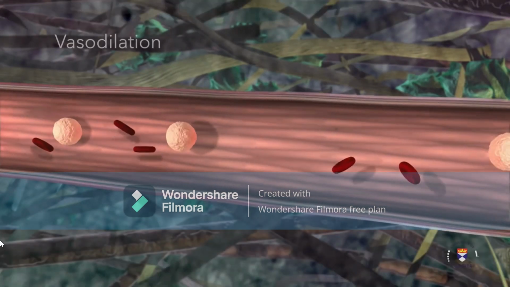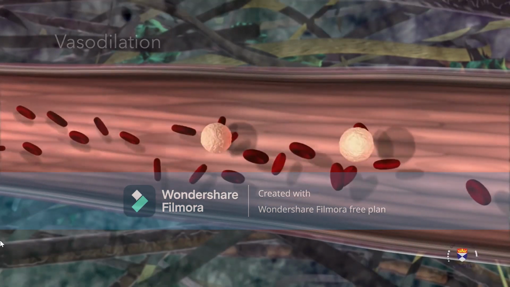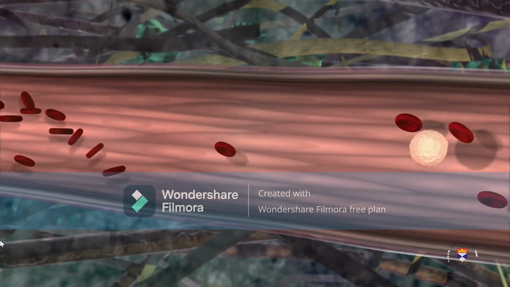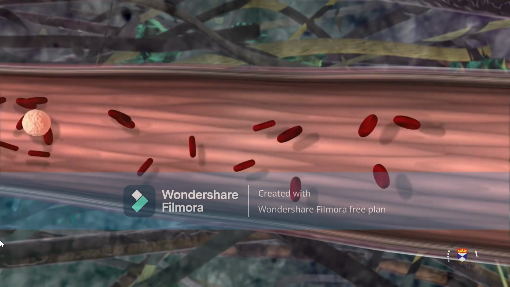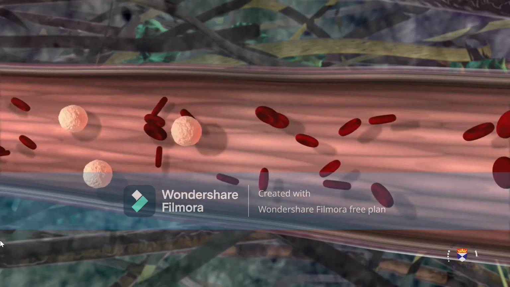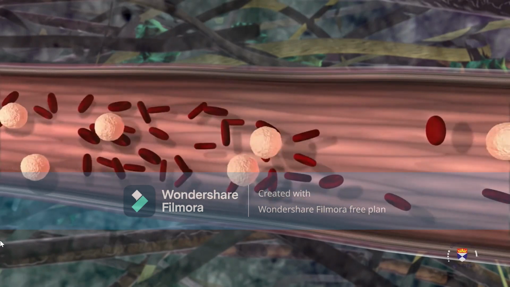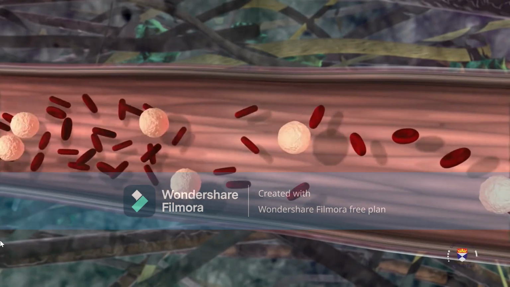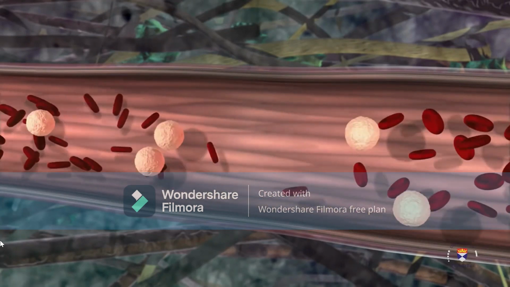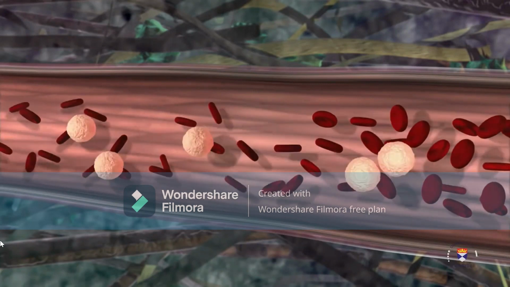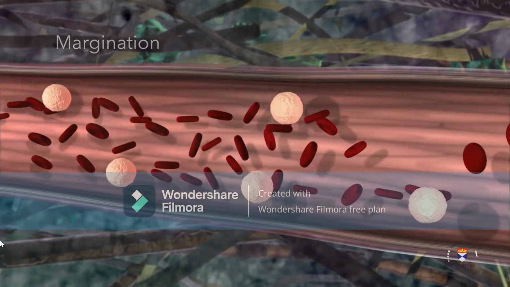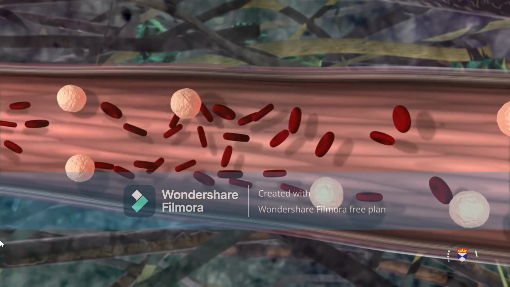Vasodilation, mediated by histamine and nitric oxide, starts in the arterioles and moves into the capillary beds close to the site of injury. This is responsible for the heat and redness seen in inflammation. Vasodilation causes the flow of blood to slow down and allows large white blood cells, or leukocytes, to move towards the walls of the vessel in a process called margination.